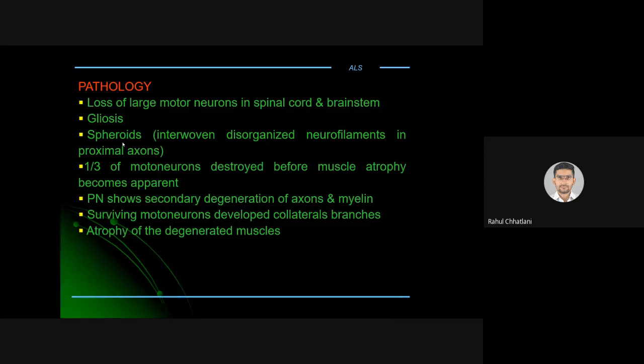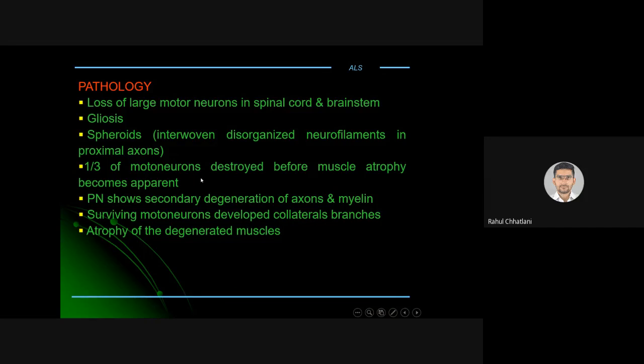Now, this is purely based on histological studies. Yes, you take a specimen, a body part, from where you extract some portion of the axon, some portion of the nerve, and you observe. Then you will be able to see spheroids. Yes, so this is again a test not performed very regularly, but this is the pathology that we can find. 1/3 of motor neurons destroyed before the muscle atrophy becomes apparent.